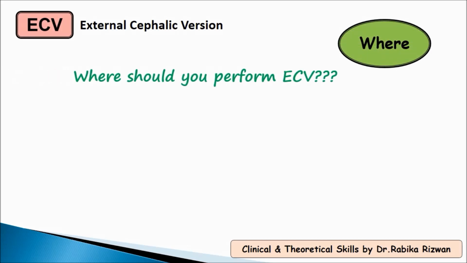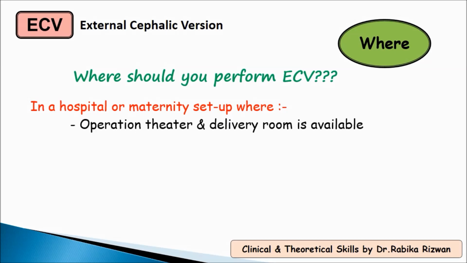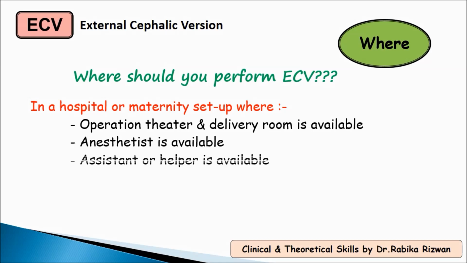Then the next W is where. Where should you perform ECV? As I told you before, external cephalic version should be performed in a hospital setting or a maternity setup where an operation theater and delivery room are available, where an anesthetist is available so that you could do anesthesia assessment, and where an assistant or a helper is available. Although you can perform ECV by yourself, sometimes you may need an assistant to stabilize the maternal abdomen, to put a hand on the fetal back, or to help the doctor with rotation.